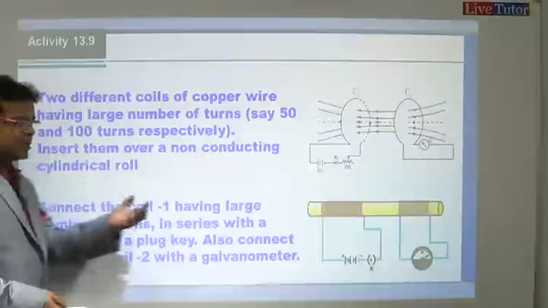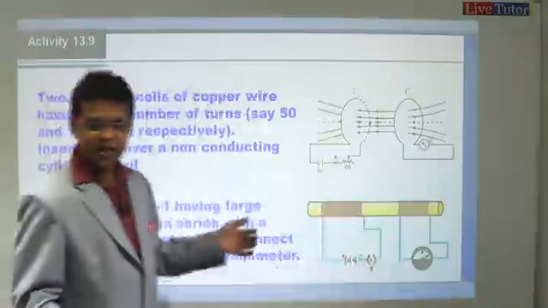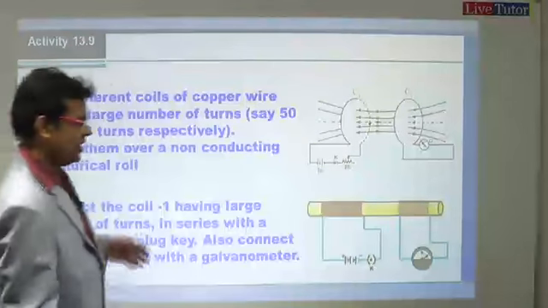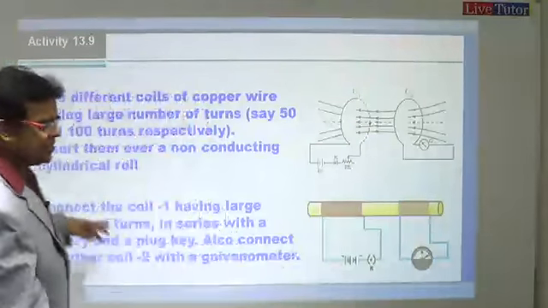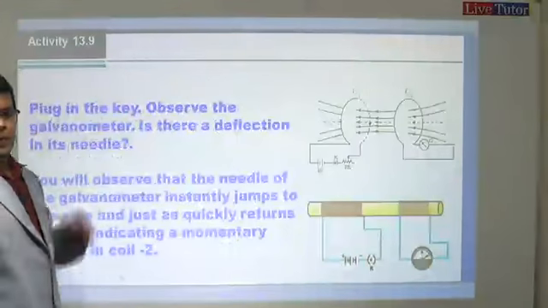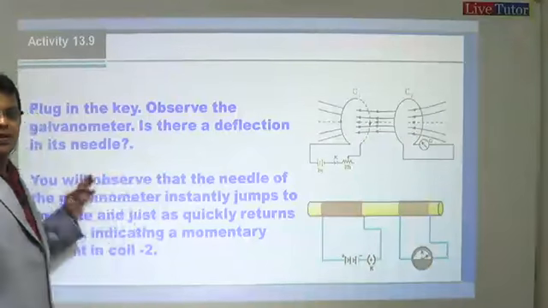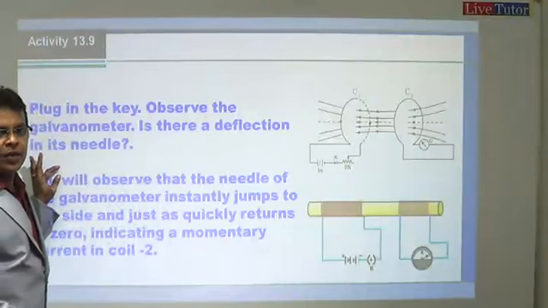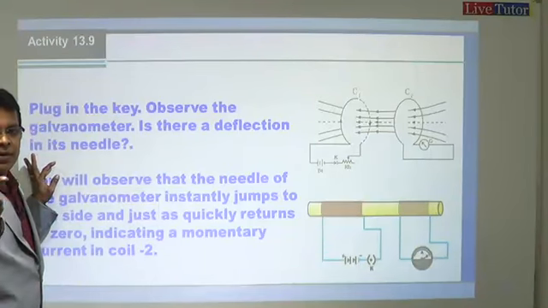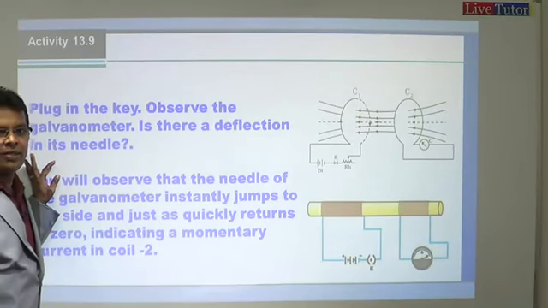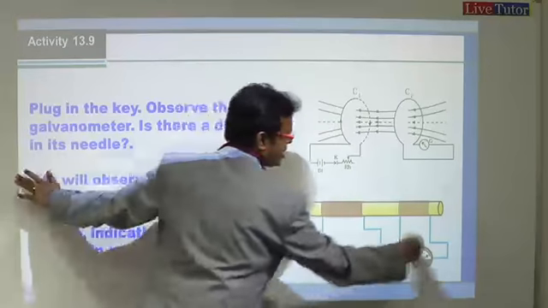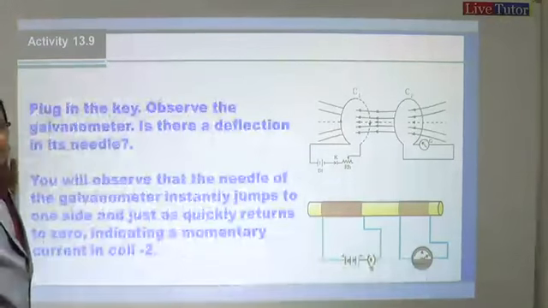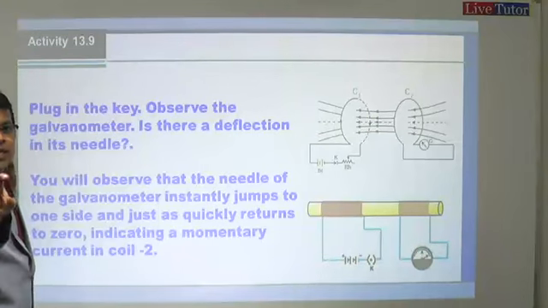Now what is our aim? We are going to study the effect. Why series? Because the current has to flow through that, no? So that the current will start flowing through that. Otherwise it will not flow. That is why it is in series. Now, once you put the plug key, what will happen? The current will start flowing. Once the current starts flowing, will there be any deflection in the galvanometer or not? Definitely. There will be some deflection. That means once you plug the key, instantly the needle in the galvanometer will jump. That shows that there is some induced current in the coil.